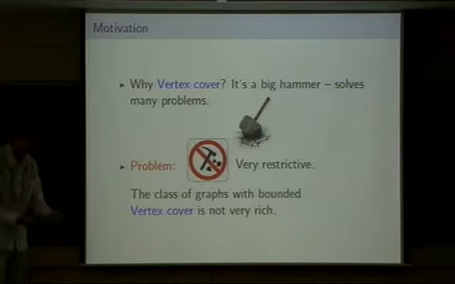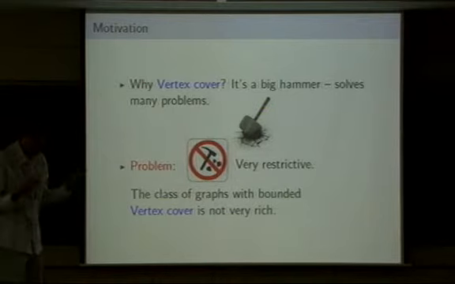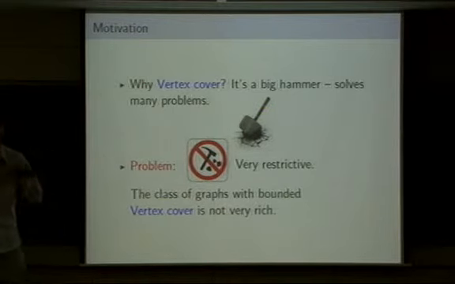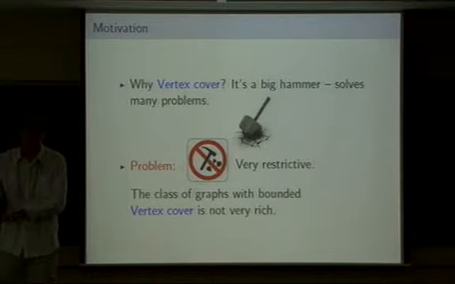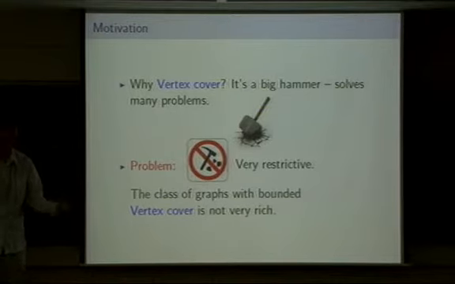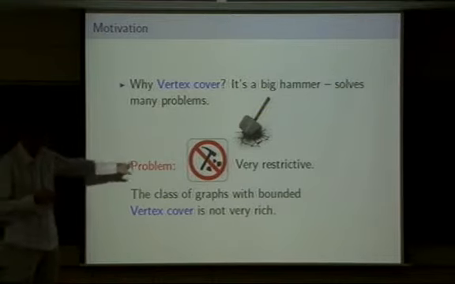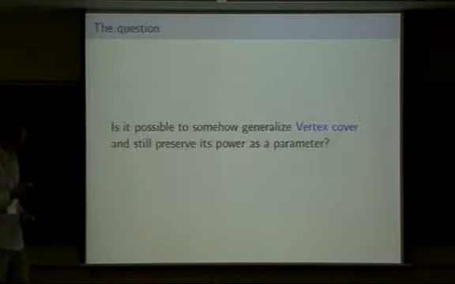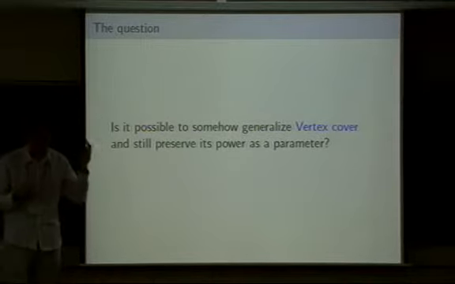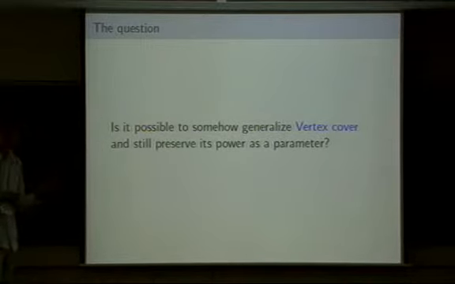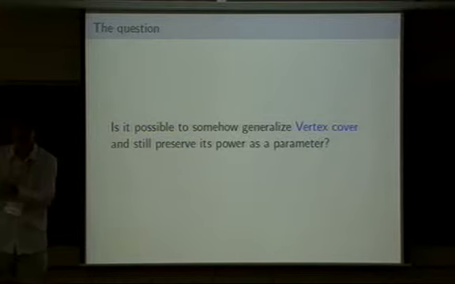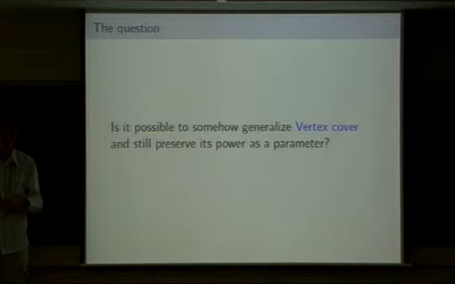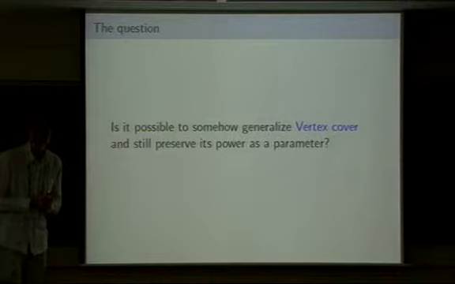So what I mean by very restrictive is that the class of graphs which have bounded vertex color is not very rich. So if you want to use vertex color, chances are you will find out your graph has a high vertex color and you will get very slow algorithms. And this is something you want to improve. You want to somehow make this go away, or at least make it a little bit better. So the main question is if it is possible to somehow generalize vertex color so that you can still use it to solve all of these really hard problems in FPT time, but at the same time to make it less restrictive on the graphs.